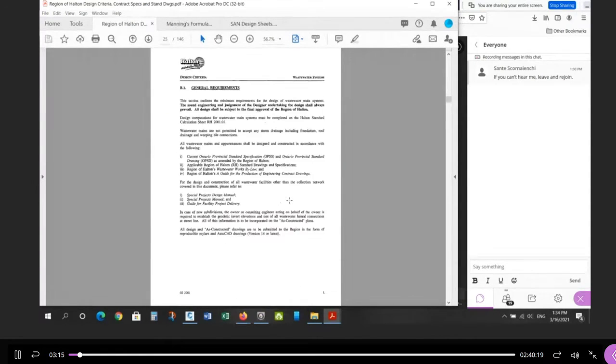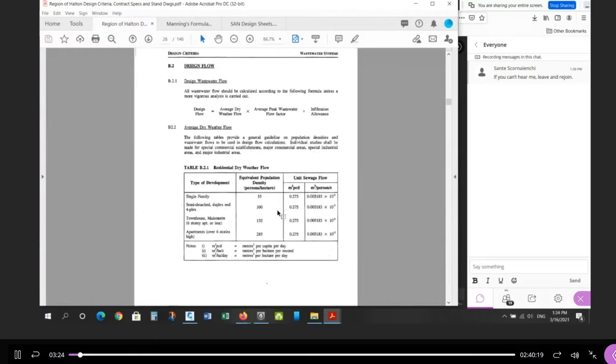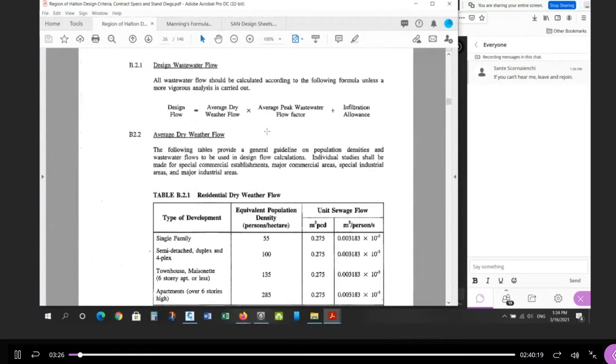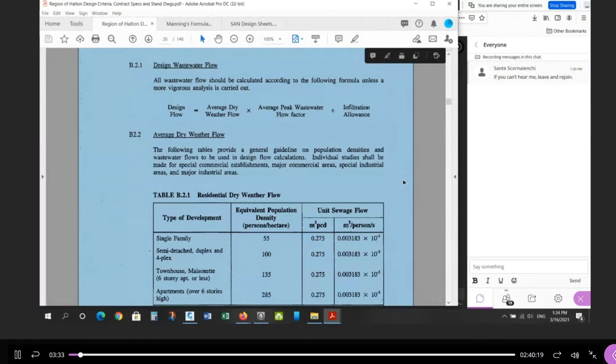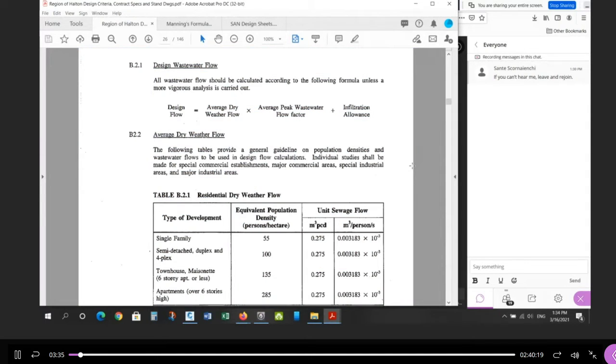So you can see here the table of contents and so on. Again, this should be a review for most of you. Maybe you haven't used the Halton standards, but the formulas should look very familiar. Okay, the first thing we need to look at is how we calculate the design wastewater flow. So section B2.1. This is the calculation or the formula or the procedure for calculating the expected wastewater.